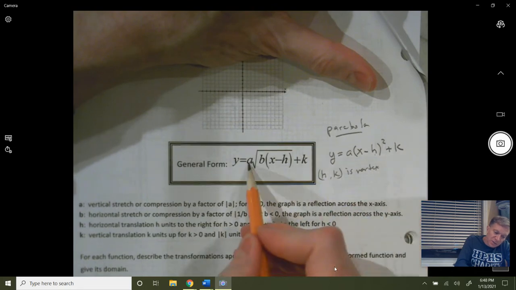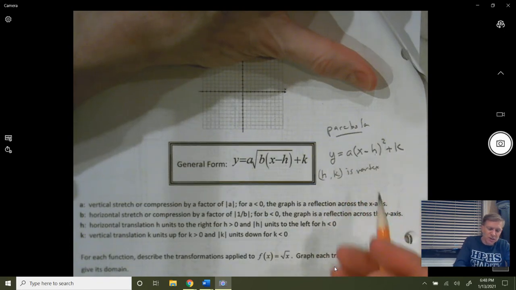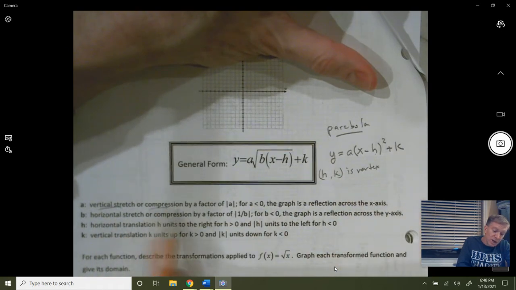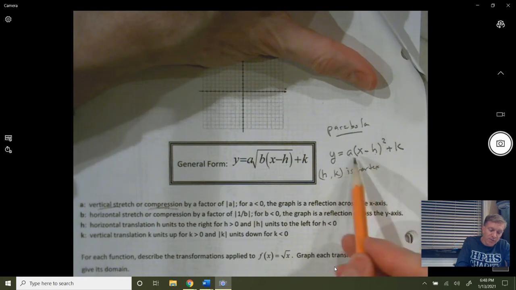This a value, just like this a value, stretches this in the vertical direction. Okay, so it's going to make it open more narrow. It just stretches it in the vertical direction. So vertical stretch or compression. Compression, if your a value is less than 1, because you're multiplying that y value by something less than 1, so it compresses or shrinks down.